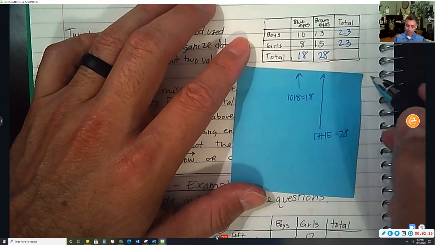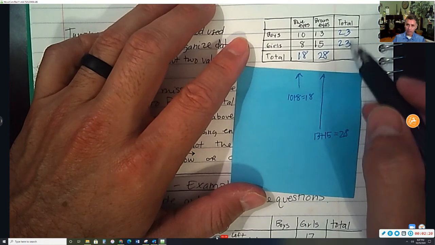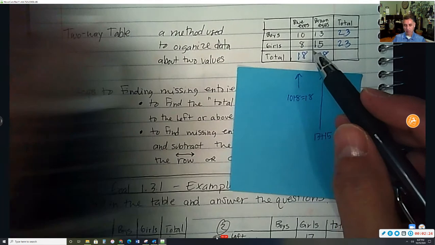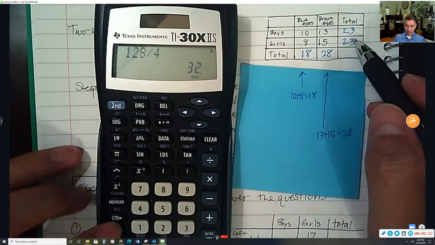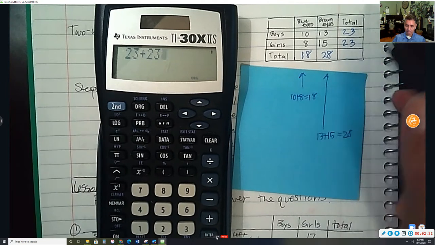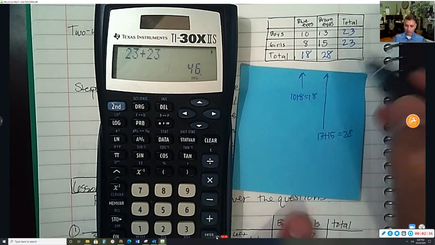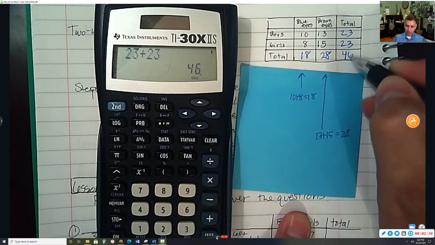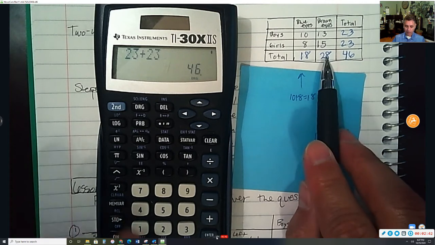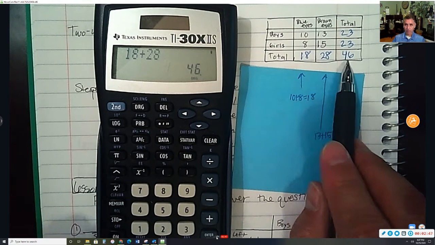is 23. And then if I find this bottom one, it doesn't matter if I add these two or these two. I should get the same number. Let me just verify that with the calculator. So let's add the columns. 23 plus 23, that gives us 46. And then let's add the rows going this way. 18 plus 28, cross your fingers, 46.